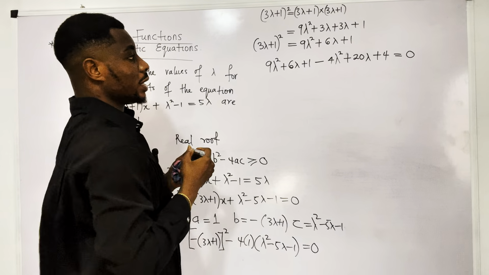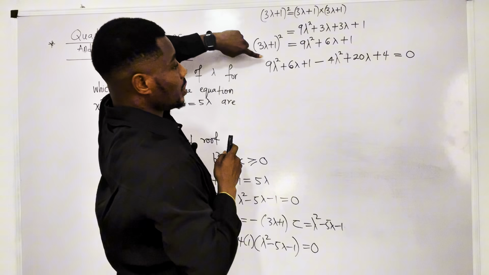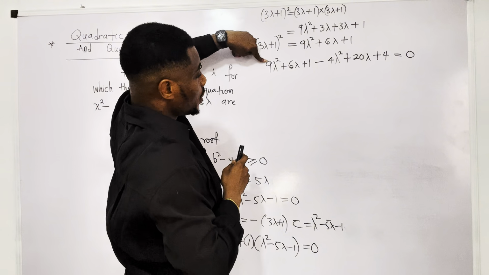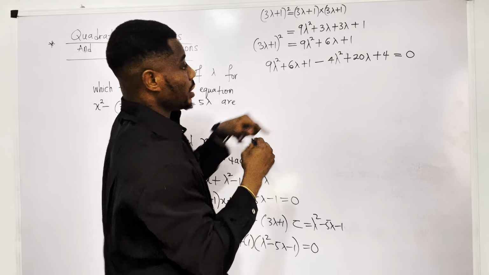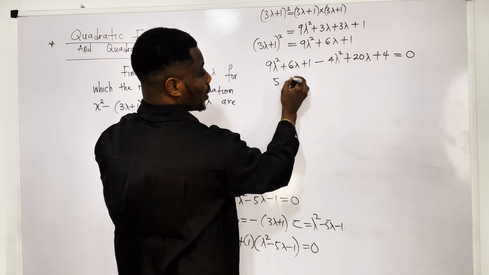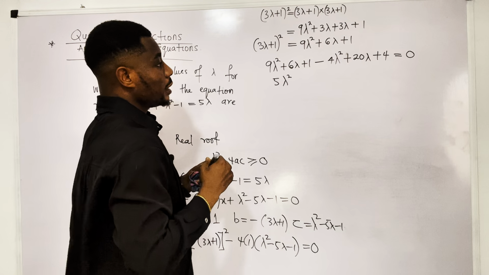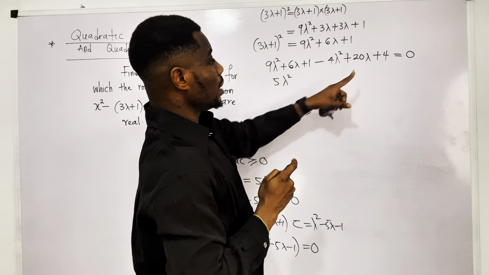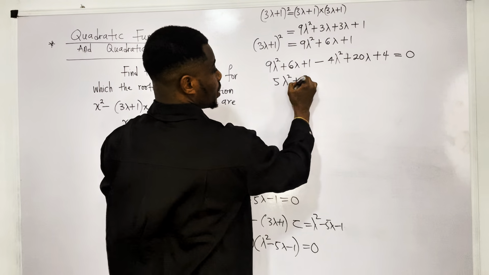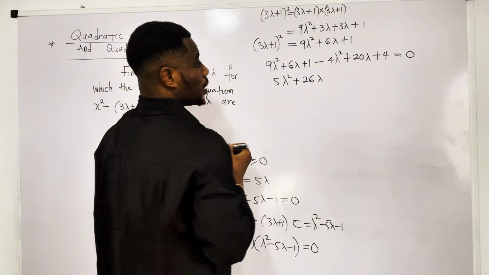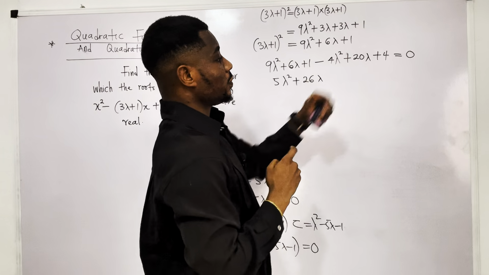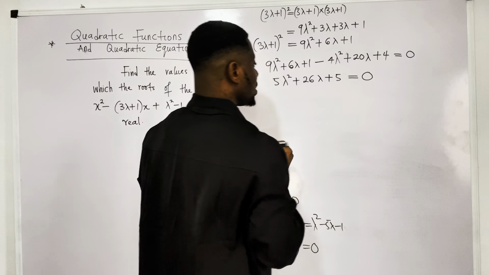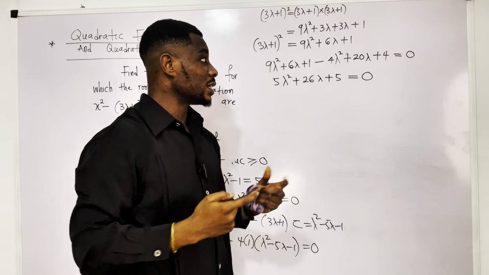So we're going to collect like terms here. This 9 lambda squared goes with the minus 4 lambda squared. So 9 lambda squared minus 4 lambda squared gives you 5 lambda squared. Then 6 lambda plus 20 lambda gives you 26 lambda. Then 1 plus 4 gives you 5. Now you can see that we have a quadratic expression.